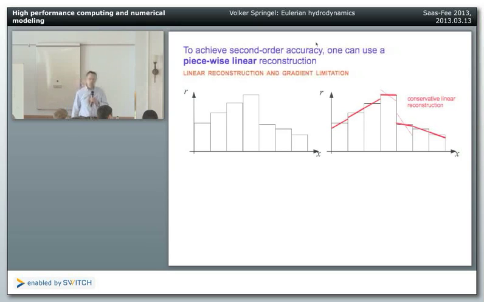How do you do that? Well, you estimate locally a gradient, and then you replace the piecewise constant run of the density with a piecewise linear one. And you do it such that the integral under this approximation maintains the same mass that is in the cell. So you basically make a conservative reconstruction. The integral under this red reconstruction must be the same as the integral under the gray area.